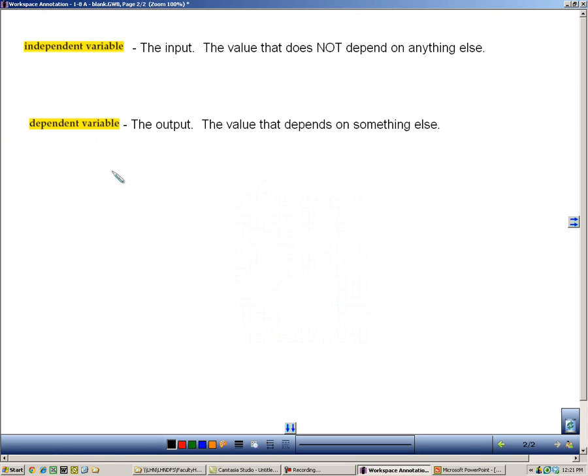We have a couple more definitions to get through, and one of them is called the independent variable. The independent variable is the input that we talked about earlier, and we said it's an input for a function. It's also the value that does not depend on anything else. When you graph an independent variable, typically you put that on the x-axis, and usually it's something like time. Time is usually a very good independent value, but it's a value that doesn't depend on something.